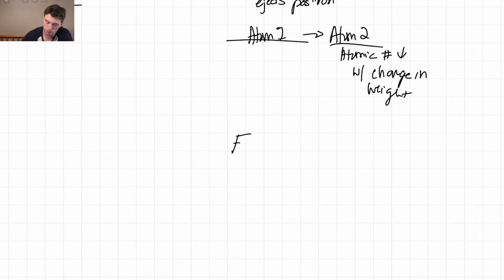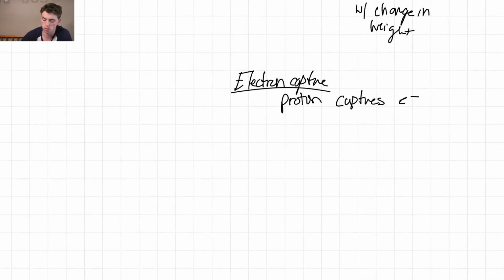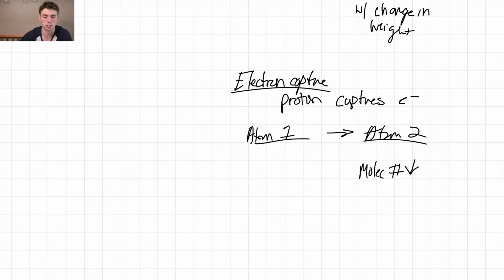Electron capture. Let's see. A proton captures an electron, and they just take it in and it neutralizes the charge. So you're going from atom 1 to atom 2, but now the atomic number decreases. And nothing else is being ejected. It's just that you're accepting an electron and changing that proton to a neutron.